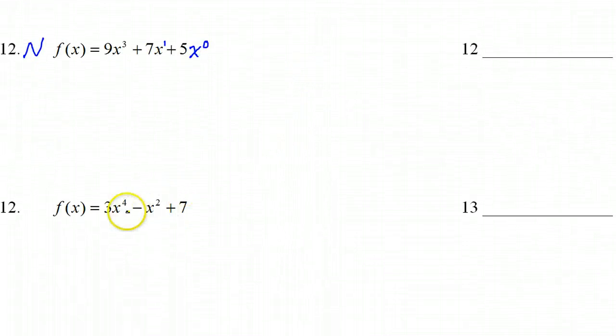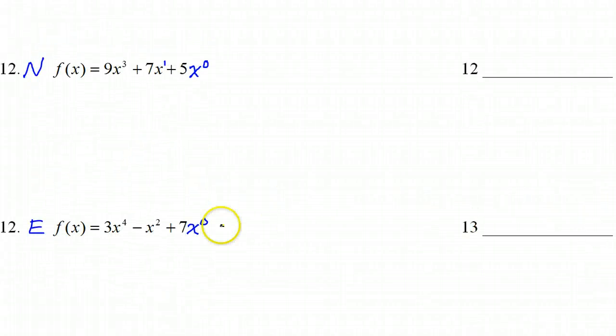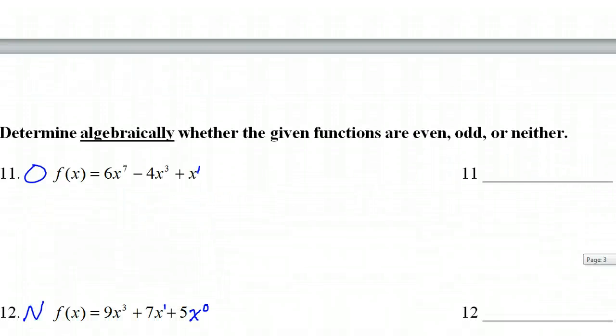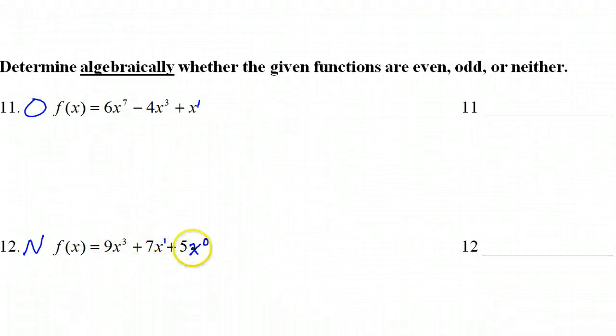Okay, looking at the next one, I have 4 and 2. And again, this constant is like having 7x to the 0 power. And 0 is even. So I have 3 evens. They're all even. So I know that this will be an even function. So notice I'm not just talking about the degree. I'm talking about the function as a whole. So if it's going to be even, all of the exponents have to be even. If it's going to be odd, all of the exponents have to be odd. If there's a mixture, like I have here, then it's neither even nor odd.